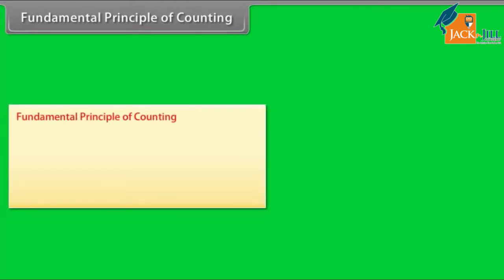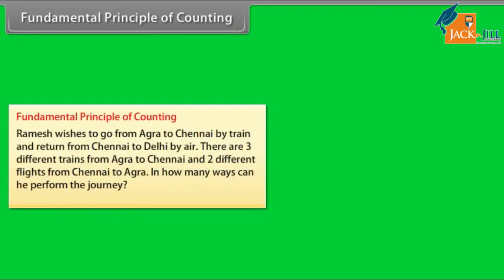Fundamental principle of counting. First, let's understand it with an example. Ramesh wishes to go from Agra to Chennai by train and return from Chennai to Delhi by air. There are 3 different trains from Agra to Chennai and 2 different flights from Chennai to Agra. In how many ways can he perform the journey?